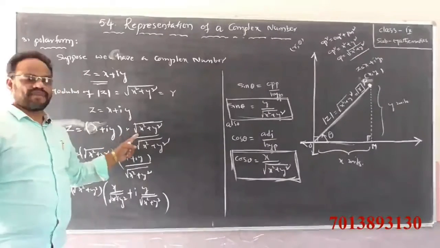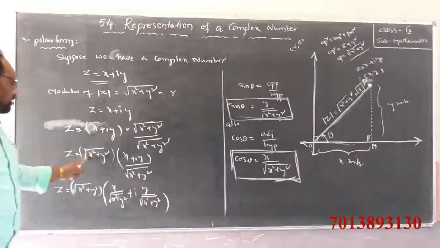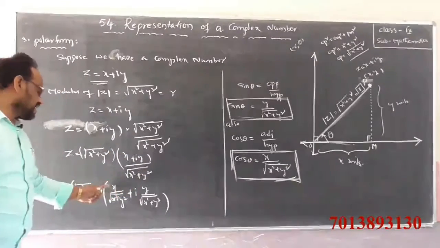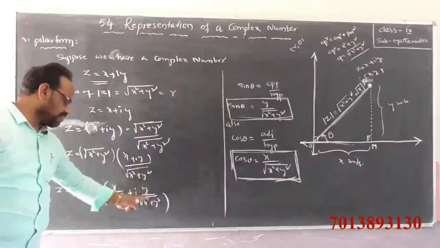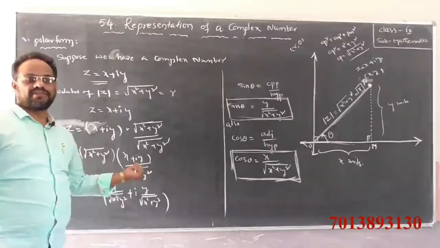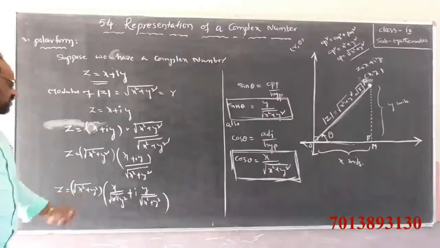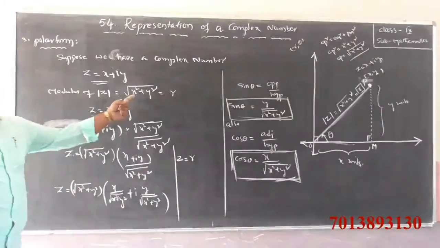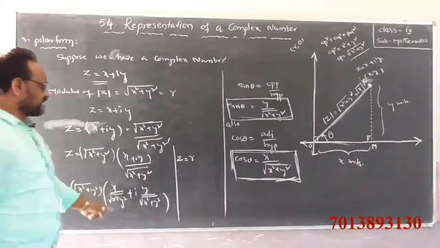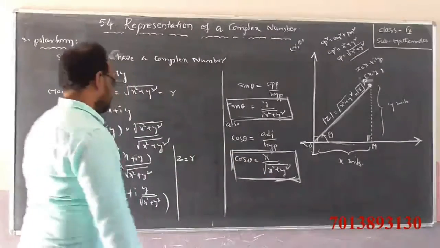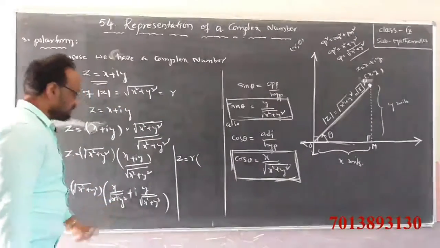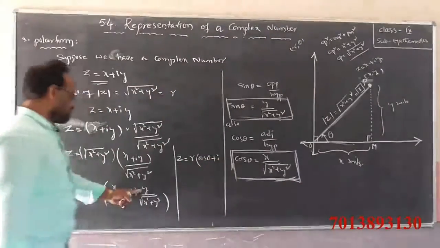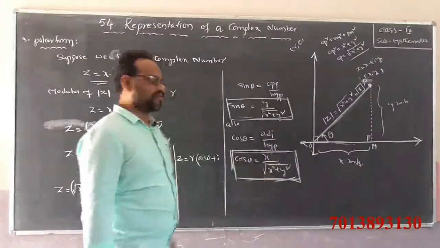The numerator and denominator are multiplied by square root of x square plus y square. We get square root of x square plus y square into x plus iy by square root of x square plus y square. If you separate the denominator like this, x by square root of x square plus y square plus iota times y by square root of x square plus y square. Observe here, square root of x square plus y square is nothing but r. So this can be written as r into x by square root of x square plus y square, which is cos theta, plus i times y by square root of x square plus y square, which can be written as sin theta.